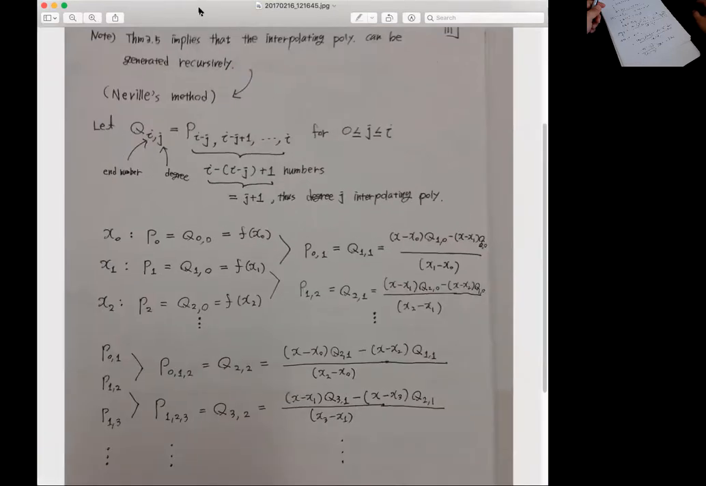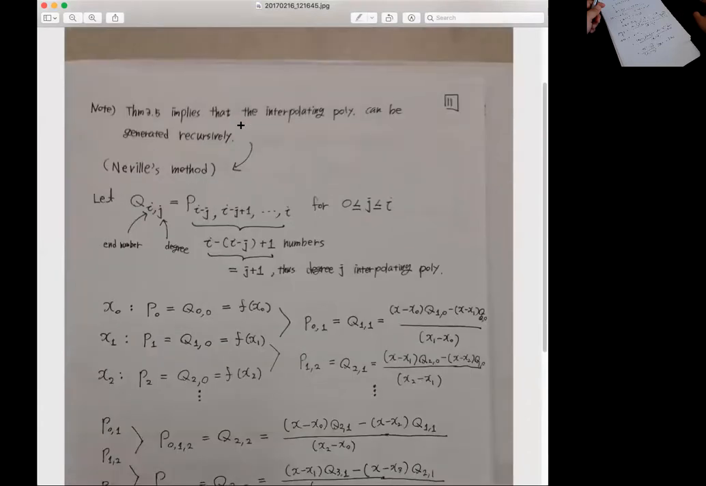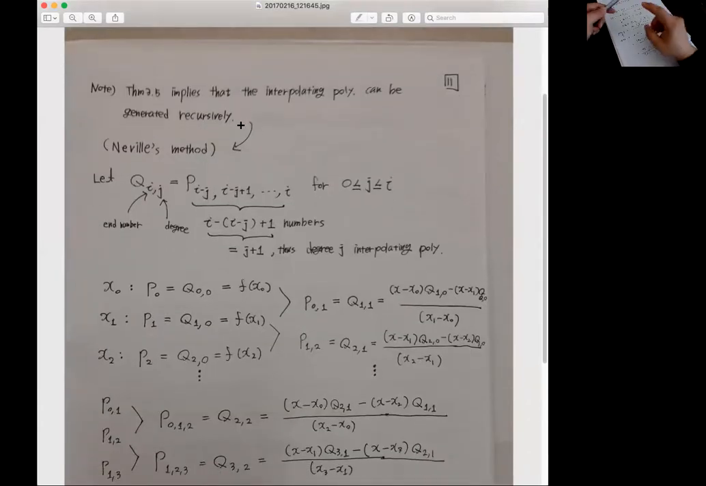Oh, okay. All right, so theorem 3.5 implies that the interpolating polynomial can be generated recursively. How? Okay. So now I'm going to introduce Neville's method, based on the theorems we just proved. Okay, Neville's method. All right. So Neville's method.